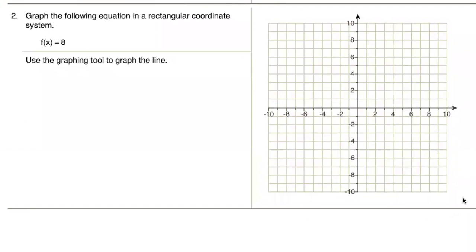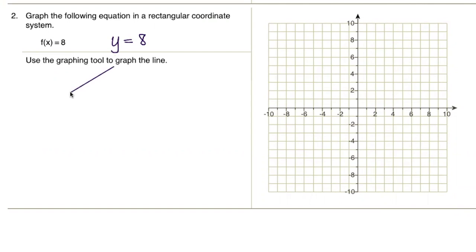Let's take a look at another example. This time we're asked to graph the equation f of x equals 8. Now again, I'm going to suggest that you change it to y equals 8. And there's only one variable here. And there's two ways to think about this.